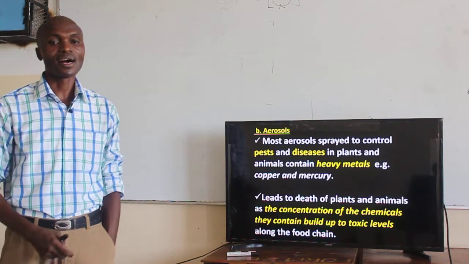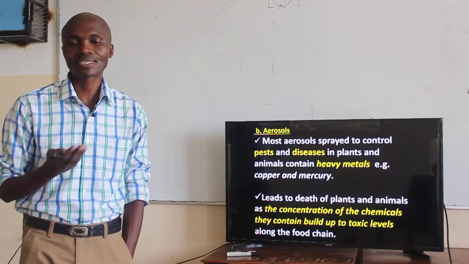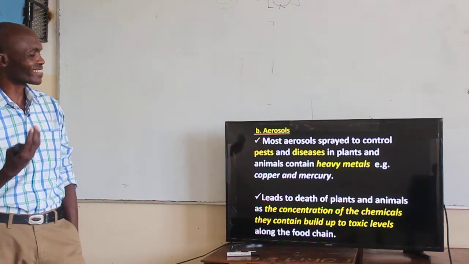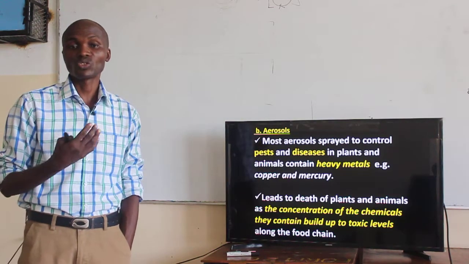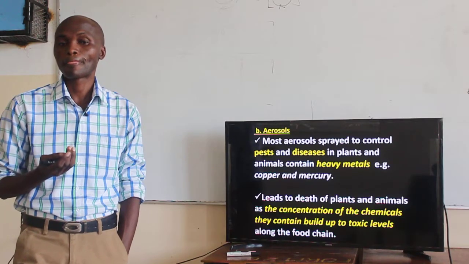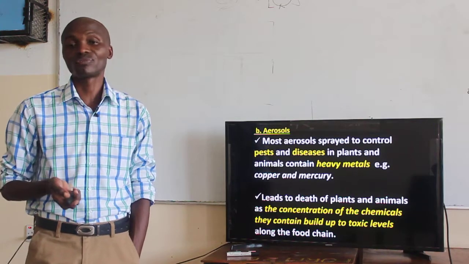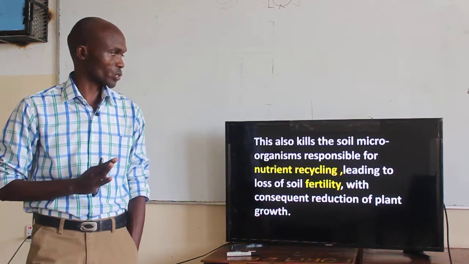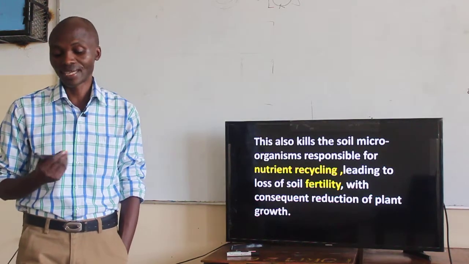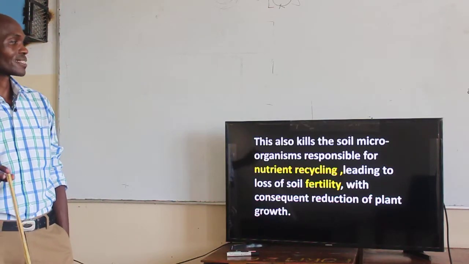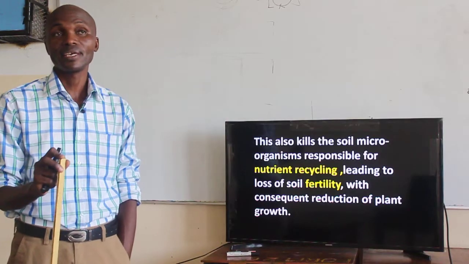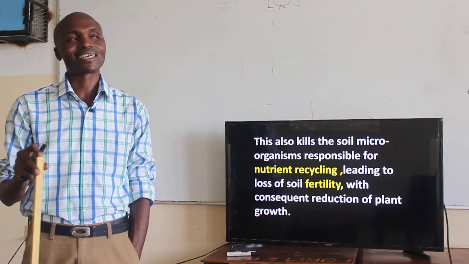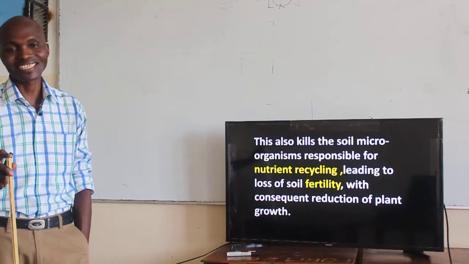They can cause direct death to plants and animals as accumulation increases. That means the concentration of these chemicals builds up to toxic levels, moves up the food chain, and that can actually kill a number of organisms. Now, this also kills the soil microorganisms. So with the increased toxic levels, you would expect the soil microorganisms also to be killed. And remember, these are the nutrient recycling organisms that are responsible for maintaining soil fertility.